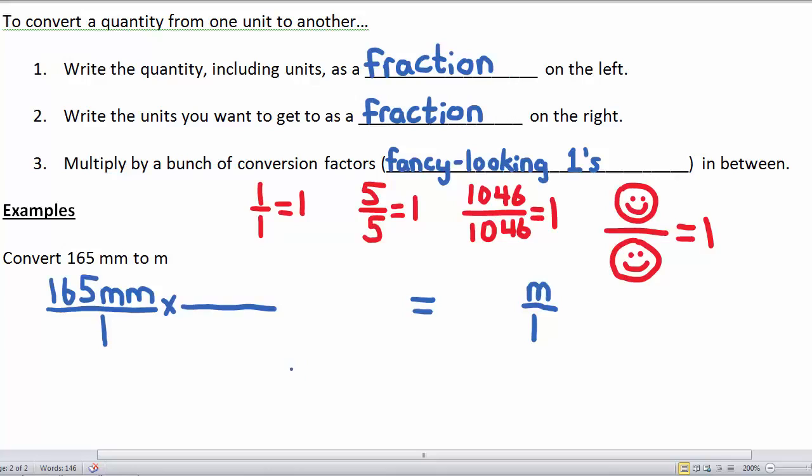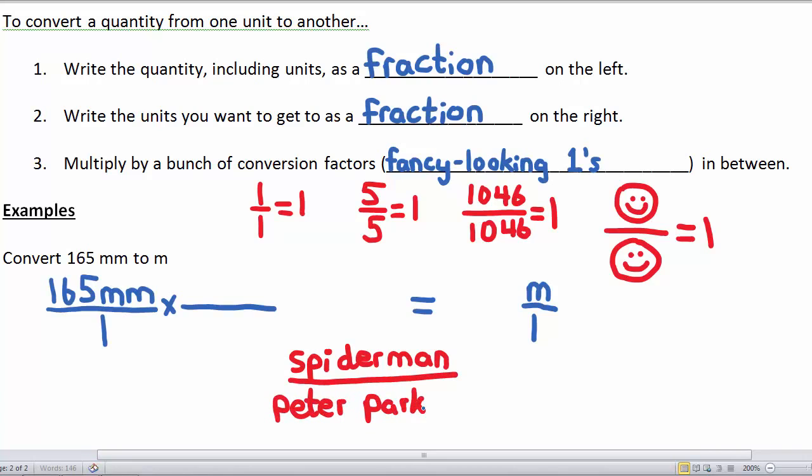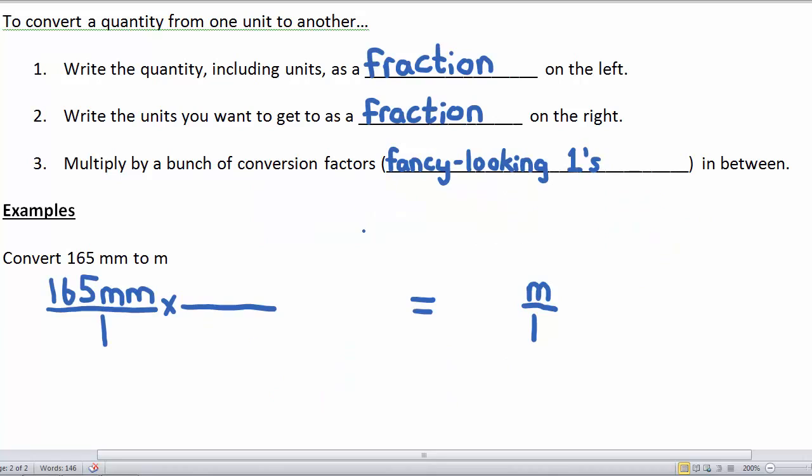Now, bear with me here. This is maybe a bit of a stretch, but I'm going to argue that Spider-Man divided by Peter Parker is actually equal to 1. Because although these two things look different, they're spelled different, you and I both know that they're actually the exact same thing. So when you divide them by each other, it gives us 1. Now, this is the key to writing in these conversion factors.